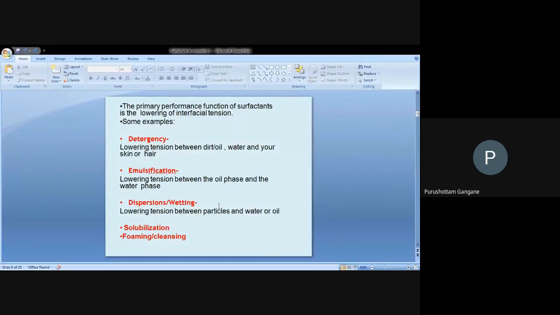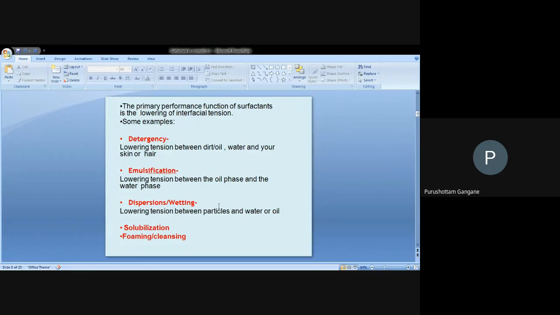So depending on its HLB value, which I have already told you, surfactants are used for different purposes, or they have different functions. They can act as a detergent, as an emulsifying agent, as a wetting agent, solubilizing agent, foaming agent or cleansing agent.